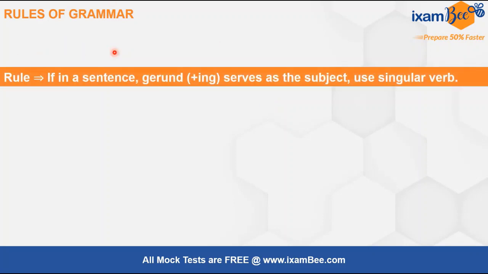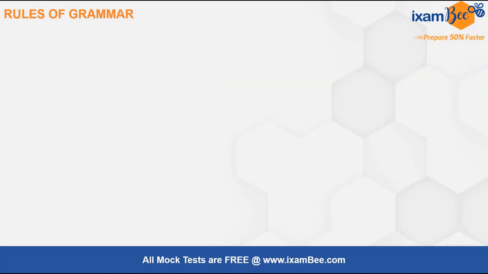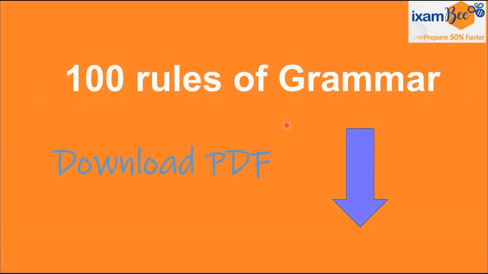Alright. Now, the next rule says, if in a sentence a gerund, that is verb plus ing, serves as the subject, then use a singular verb. Alright, like in this sentence, adding some nuts make the salad tastier. It does not mean that make is the verb here and it is used close to nuts, which is plural. It should not take the plural verb, right? Nuts will not define what the verb should be, right? Here, because adding is singular, your make should also be singular. It should be makes, right? Adding some nuts makes the salad tastier. Alright. So these were some of the rules of grammar.